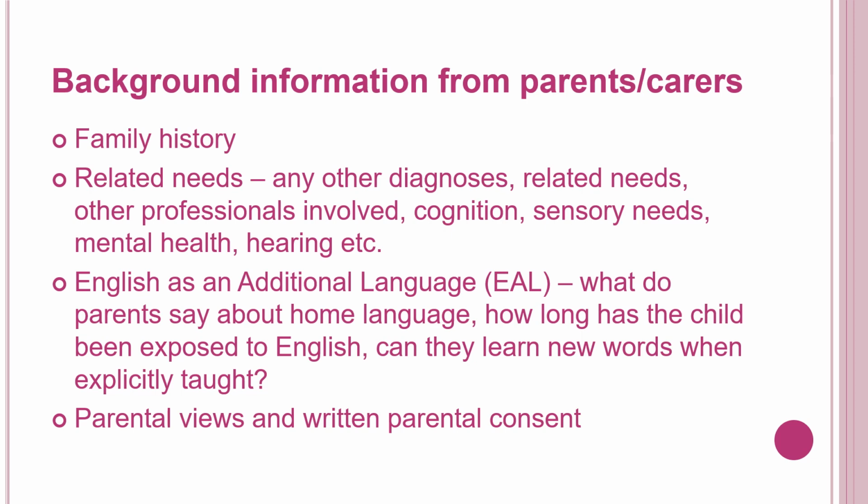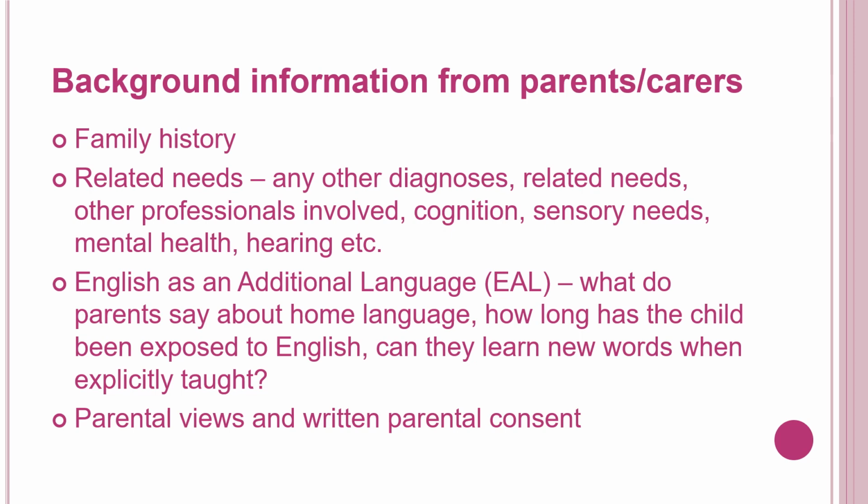When discussing your concerns with parents, you can use the opportunity to gather information about the family history, any related needs that the child has, information about English as an additional language, and parent views on their child's SLCN. When asking about family history, useful information includes any close family members with identified SLCN, such as language delay, speech difficulties, stammering, hearing impairment, autism, or ADHD. Any other information about the family that you deem to be relevant is also worth putting in your referral.